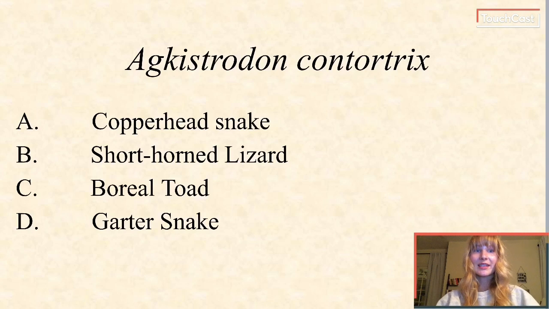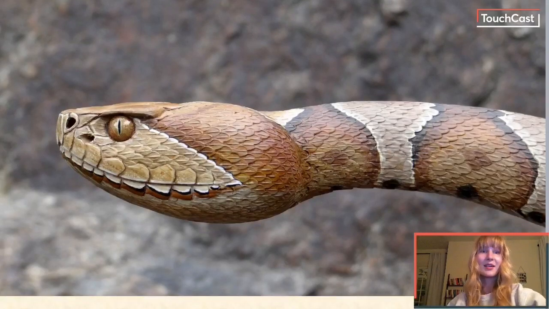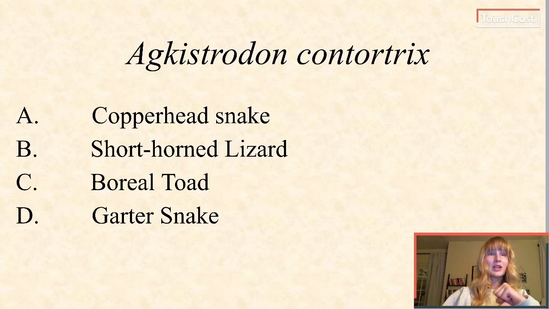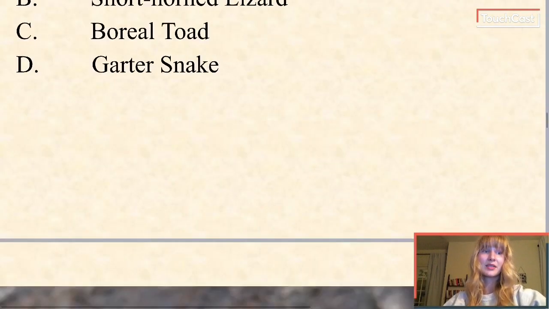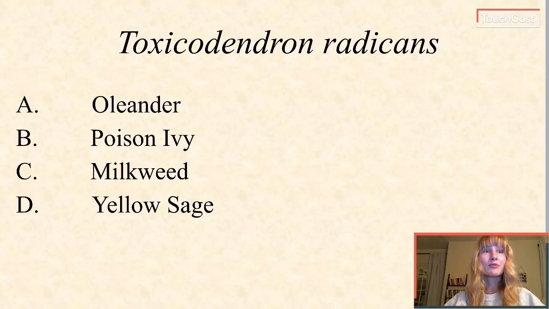Agastrodon contortrix. Is it A, copperhead snake, B, short-horned lizard, C, boreal toad, or D, garter snake? It is the copperhead snake. Most of you probably got that right because of contortrix. You think of contort like a snake, but there's also garter snake there, so there were 2 snake options, but it is the copperhead.